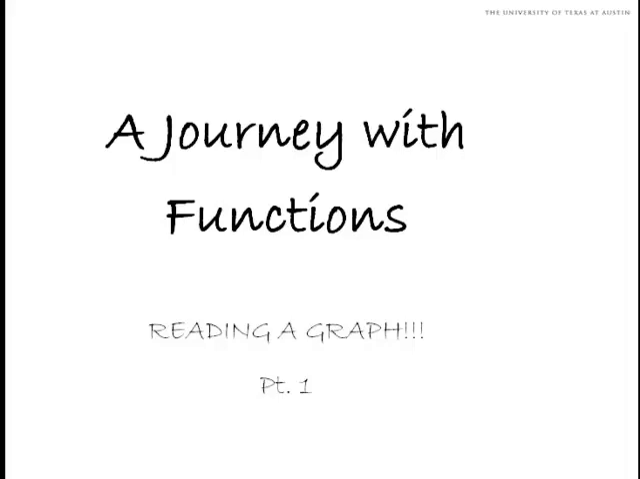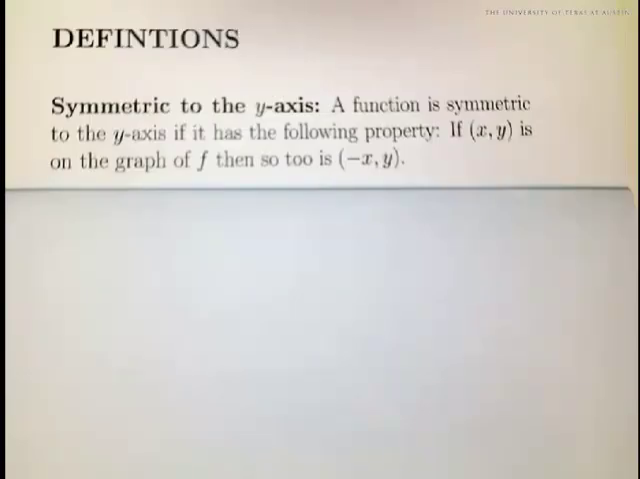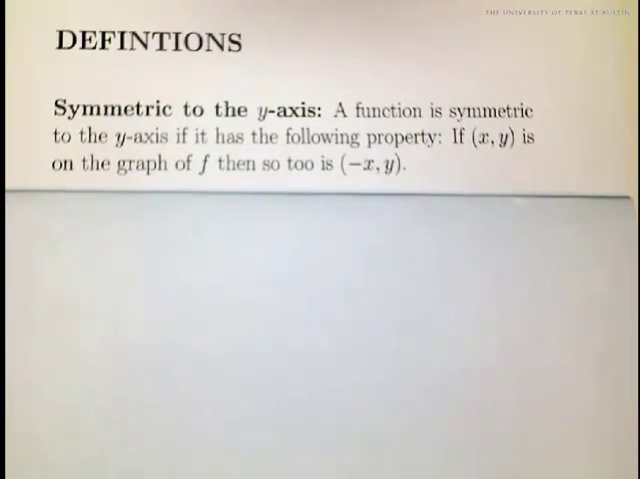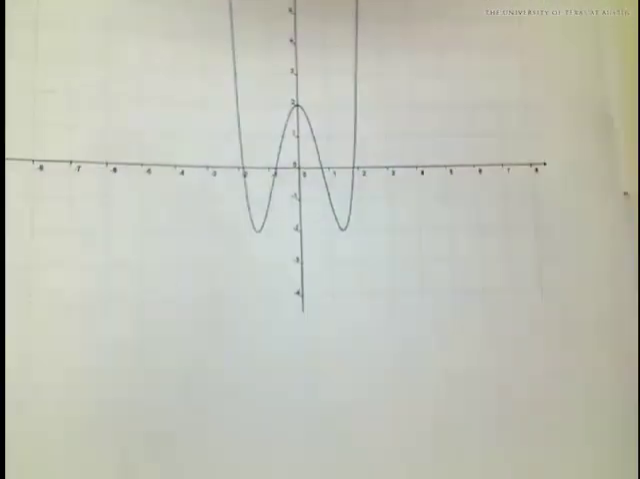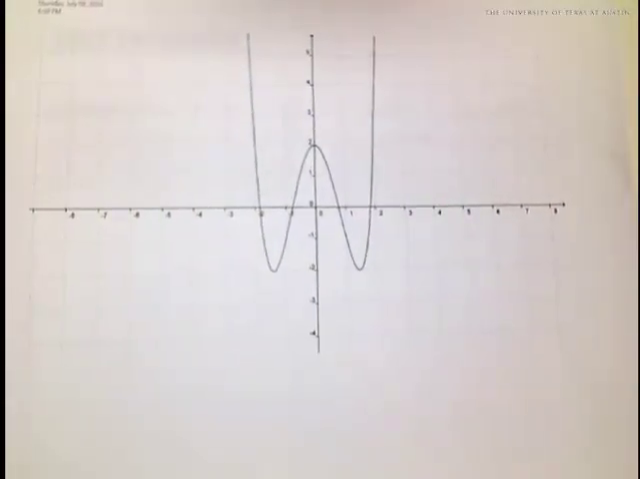And what we're going to need to do is start with some definitions. The first is going to be symmetry to the y-axis. So, a function is symmetric to the y-axis if it has the following property. If the point x, y is on the graph of f, then so too is the point negative x, y. And let's illustrate that with maybe a particular example.